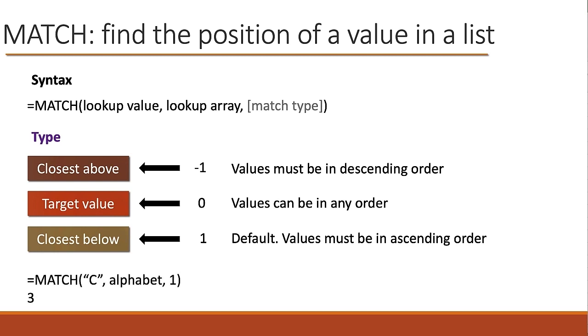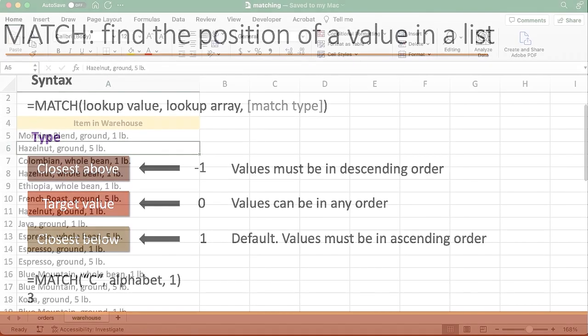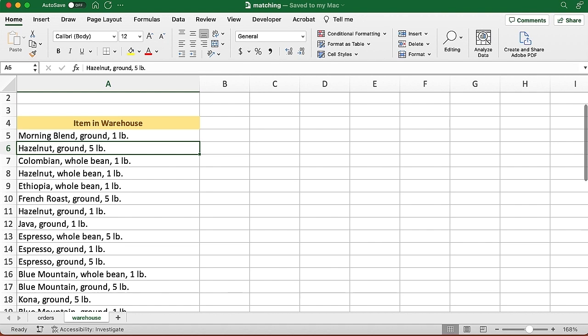So here's a simple example. If we have just letters of the alphabet listed from A to Z, and from 1 to 26, we would say =MATCH("C", alphabet, 1). The range we're looking in is called alphabet. Let's say we have a named range, and the match type is going to be 1. That's the default. It's in ascending order from A to Z. So the MATCH function is going to return a value of 3 because C is going to be the third letter in that list. Remember I said we need two functions for this task.